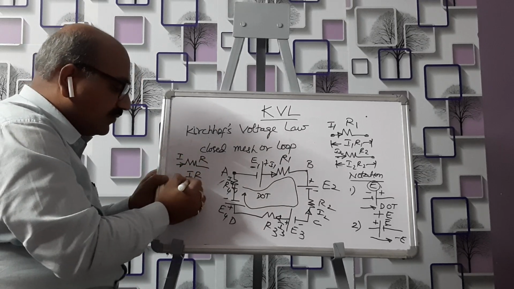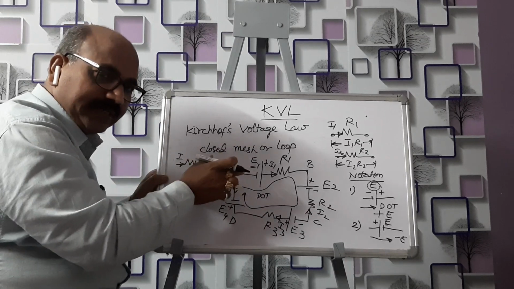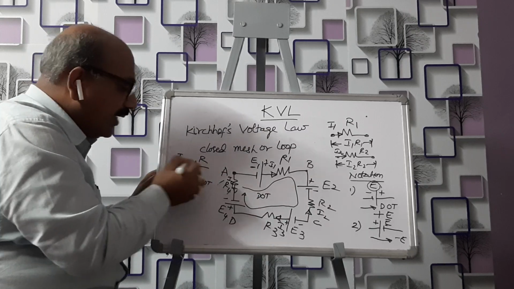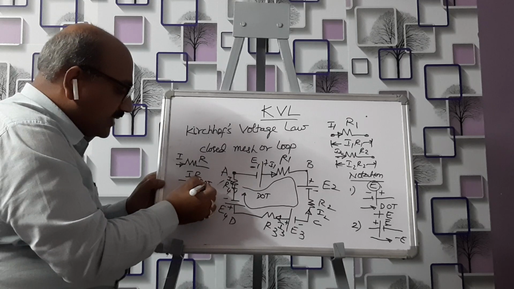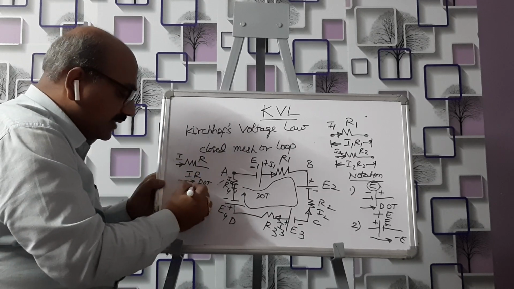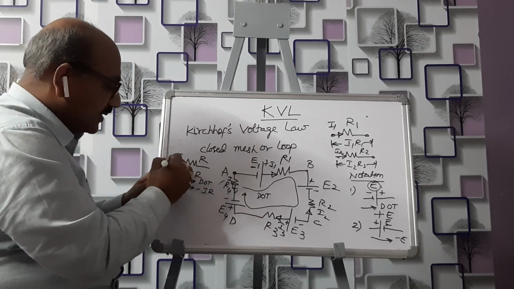Suppose the direction of travel is from this direction to that direction, and along this there is a drop. From this point to this point, there is a drop in voltage. That means the direction of travel and the actual current are both in the same direction. Then this value is taken as minus IR. Similarly, this is the third rule.